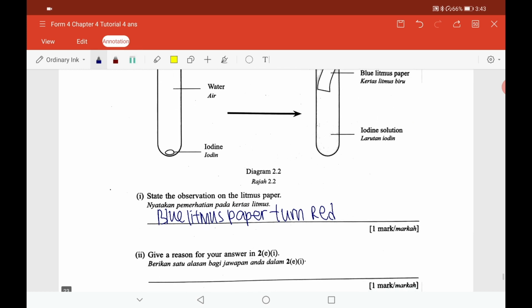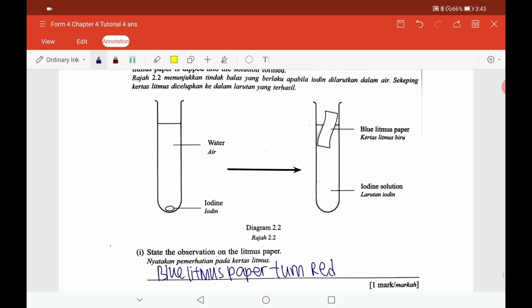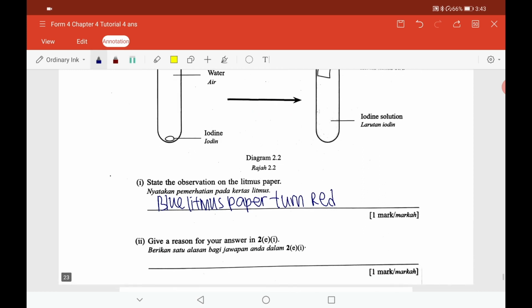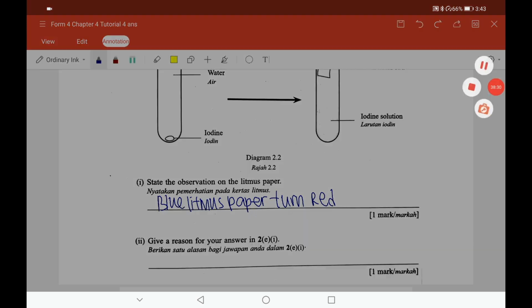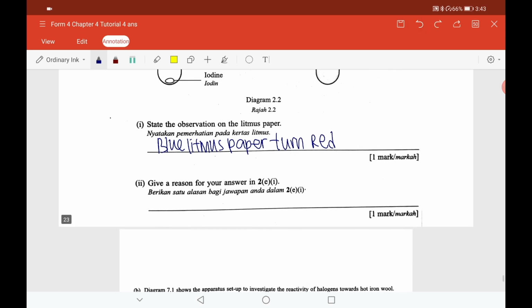Will the litmus paper bleach to white? No, because chlorine has bleaching power, bromine has bleaching power, but iodine doesn't have bleaching power. So iodine is not a bleach. You cannot bleach the red litmus to become white. So just stopping here will do. Next, you need to explain your answer.